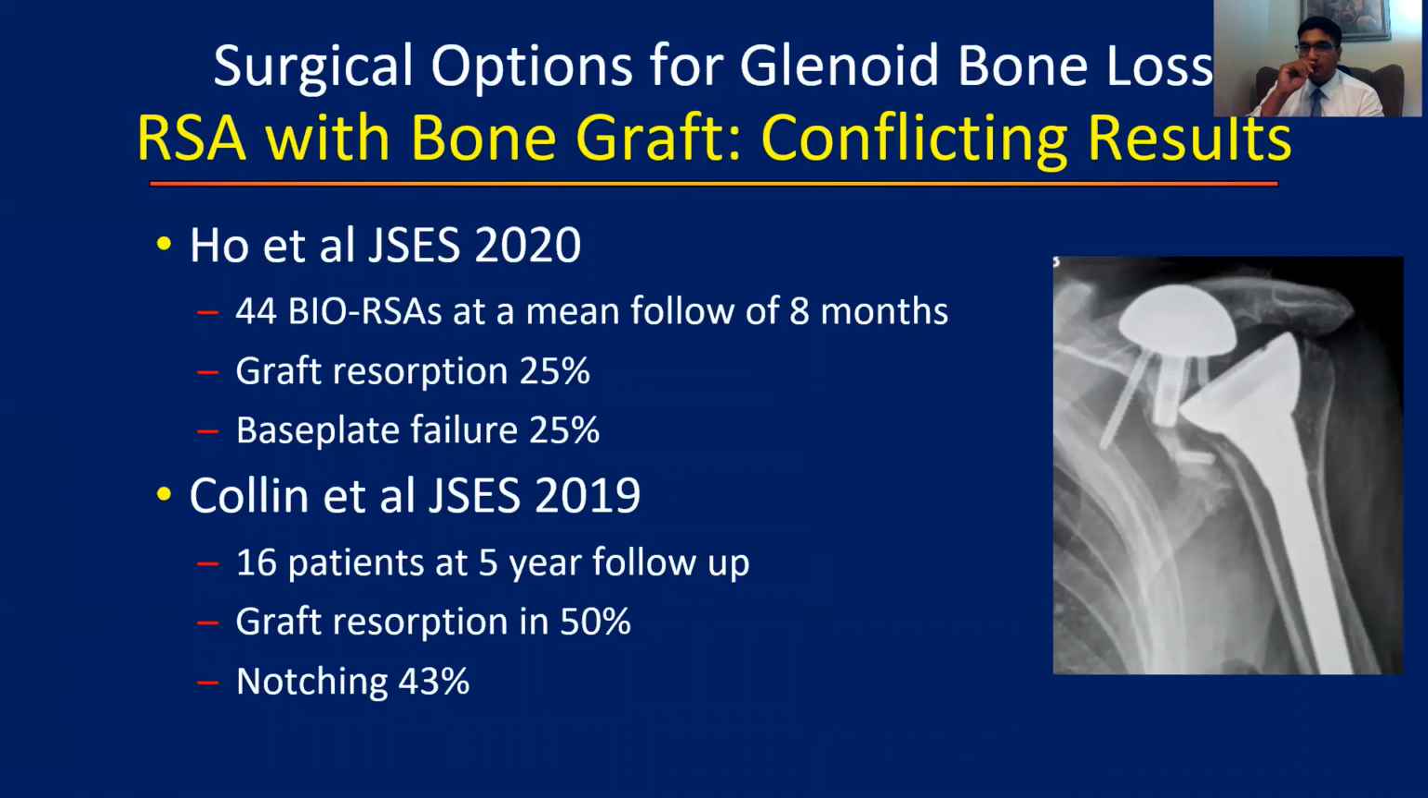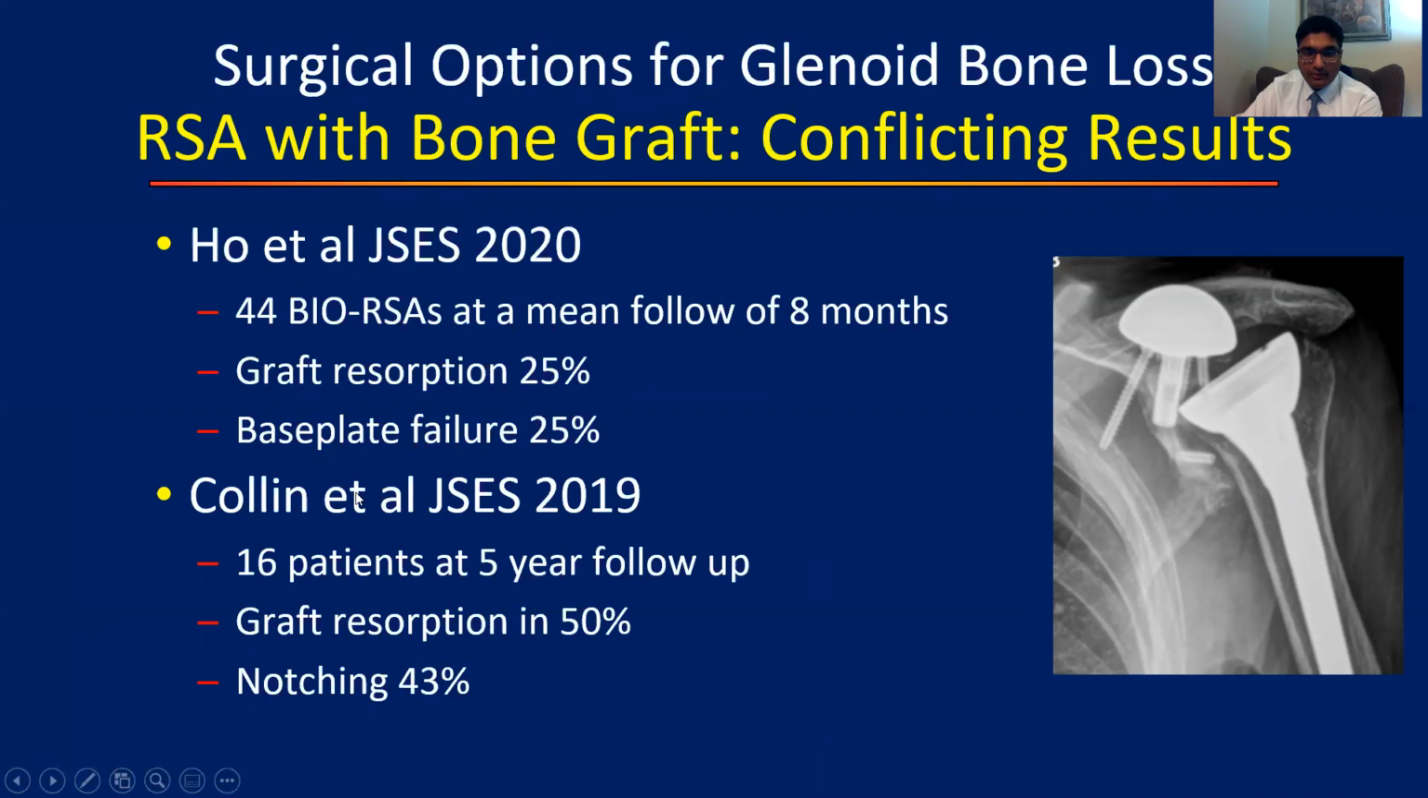These two studies looking at reverse shoulder arthroplasty with bone graft came after the systematic review was published, or these studies were not included in that particular systematic review. Ho et al., published earlier this year, looked at 44 patients at a mean follow-up of just 8 months. They had a graft resorption rate of 25%, and the base plate failed in 25% of the patients. So, not so encouraging results.